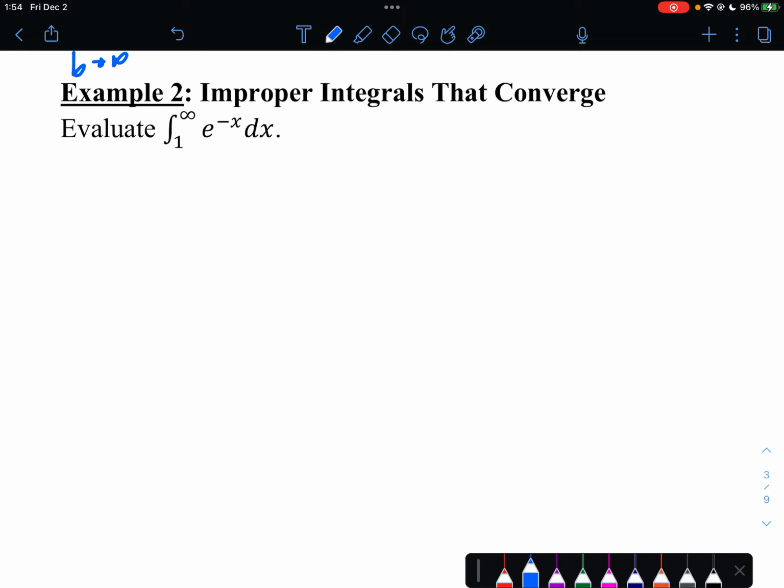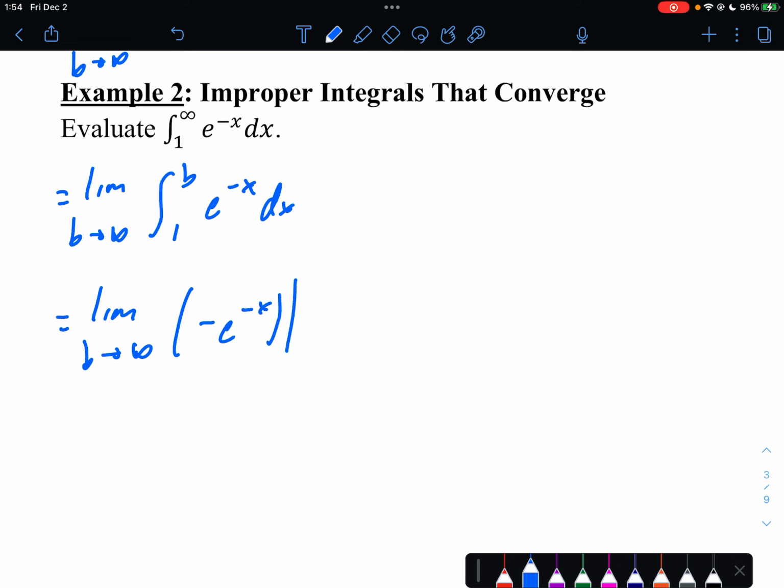The second one is going to be one that we actually do have an answer it converges to. So let's take a look at this. It's going to be the limit as b approaches infinity of the integral from 1 to b of e to the negative x dx. So it's the limit as b approaches infinity of negative e to the negative x from 1 to b, which we can write as the limit as b approaches infinity of negative 1 over e to the x from 1 to b.